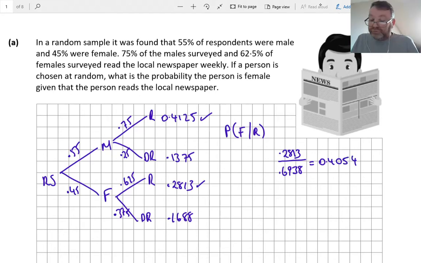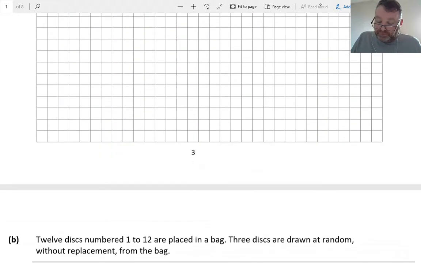Now, are there any restrictions on my answer? No. What's the probability? Answer, if you want to, 40.54%. That's it. So that's P of female given that they read the local newspaper weekly. Okay. Let's look at the next part.